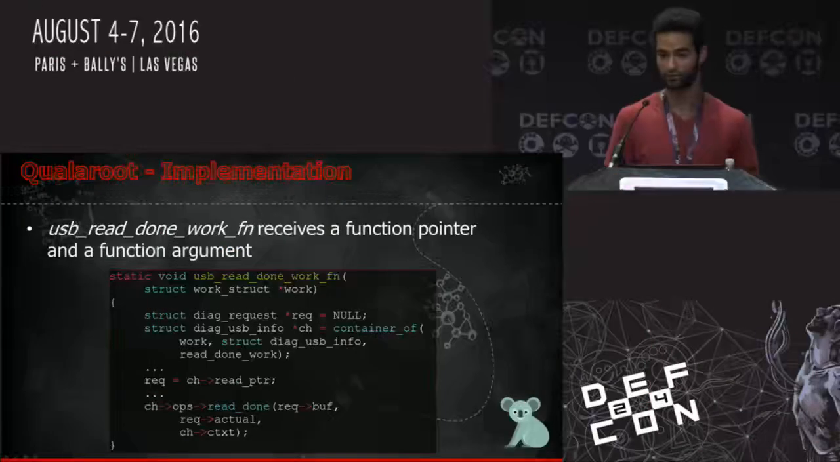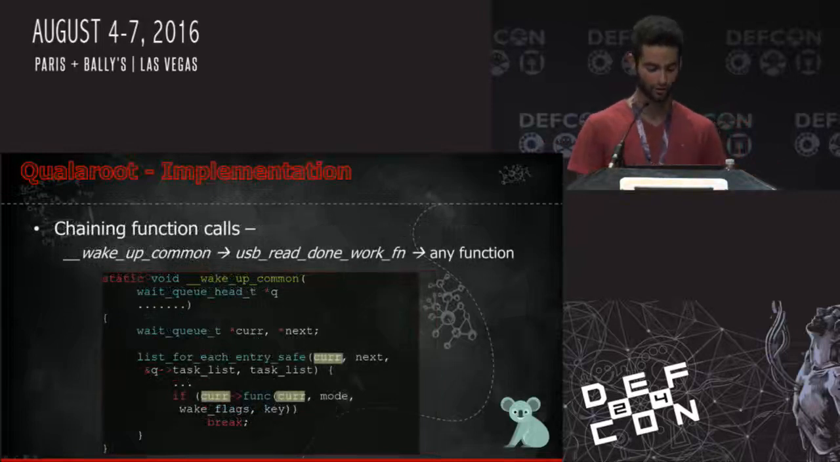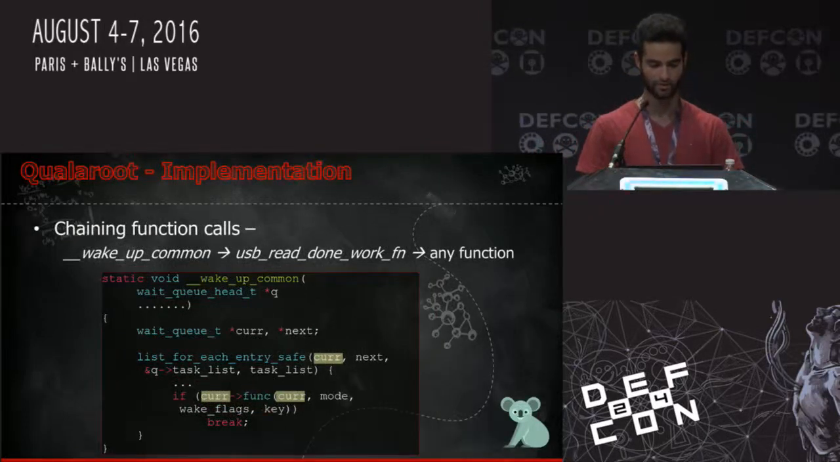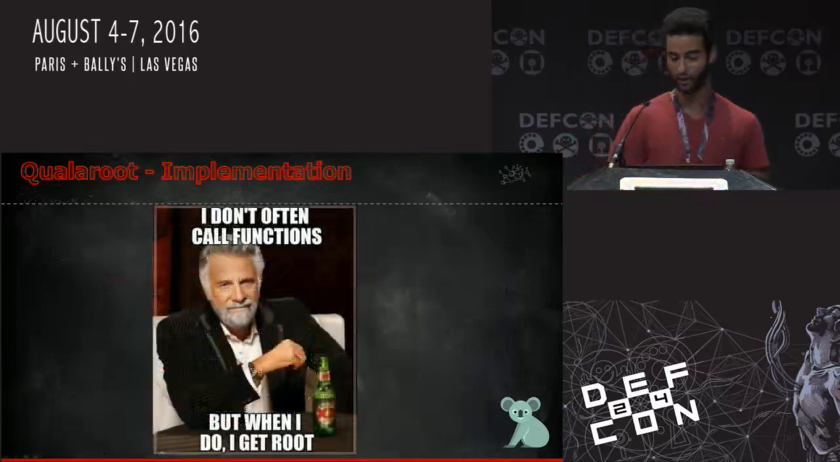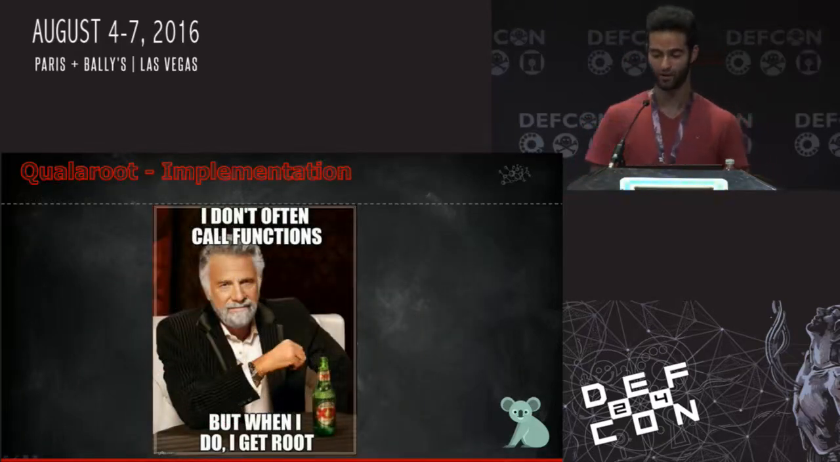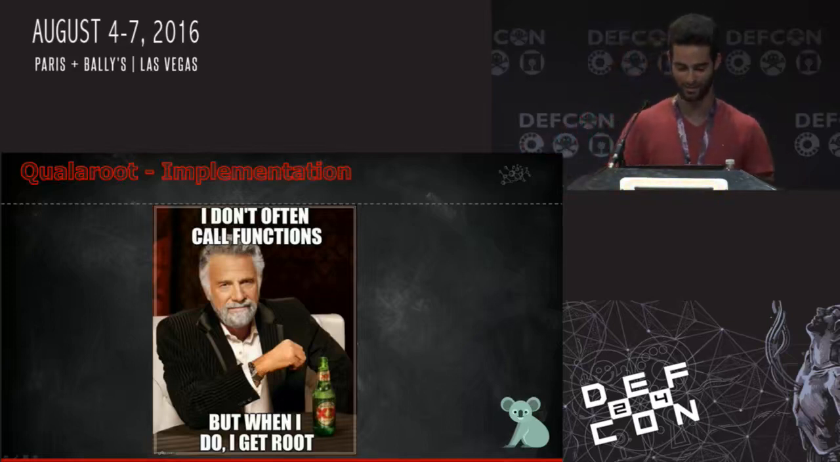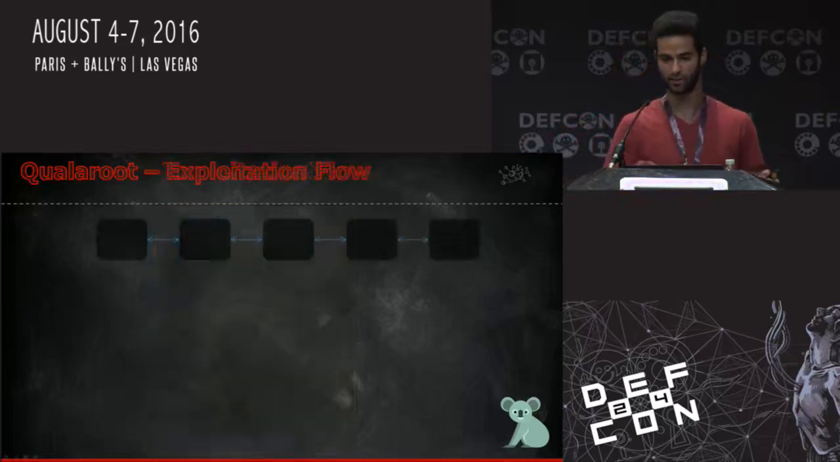And so each time we want to call a kernel function now, we have to go through this chain. First we call wake_up_common, which you can see here. Then, using this function, we call usb_read_done_work_fn. And finally, we can call any kernel function while controlling the first parameter. And now we have enough primitives to completely compromise the system, get ourselves root, disable SELinux, and clean up our mess. So let's start again, the exploitation flow.